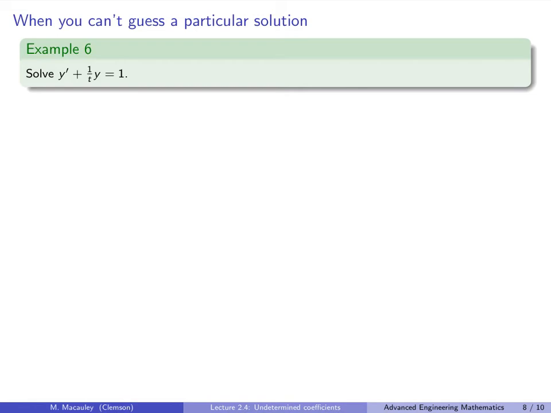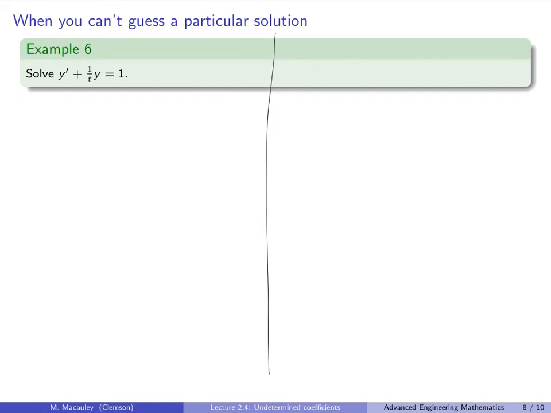Next example, solve y prime plus 1 over t y equals 1. So, can we guess a particular solution here? I don't know, I can't. So I guess I lied when I said that I wouldn't go over the integrating factor or variation of parameters method. Well, I won't go over it very much. I'm just going to quickly do this problem both ways.